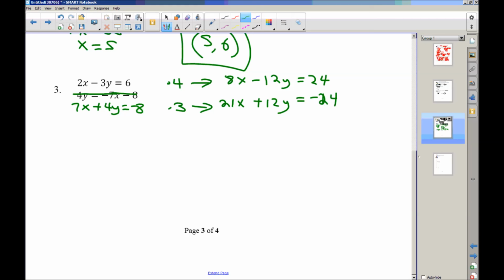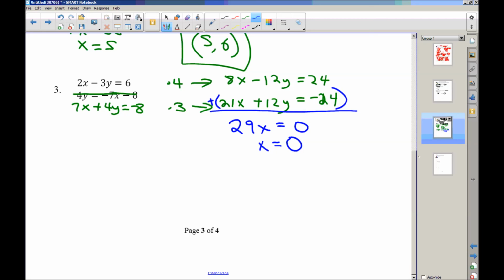Okay. I'm going to add this system because my y's are opposites of each other. So 8x plus 21x makes 29x. Negative 12 plus positive 12 is 0. And then 24 plus negative 24 gives me 0. Then I'll divide both sides by 29, and I find out that x is 0.